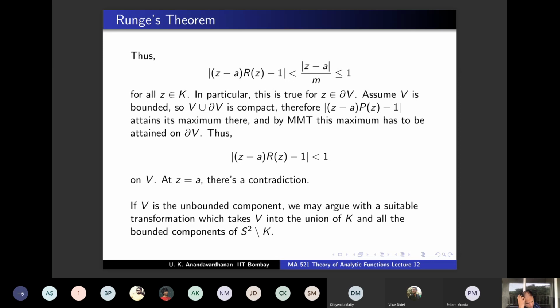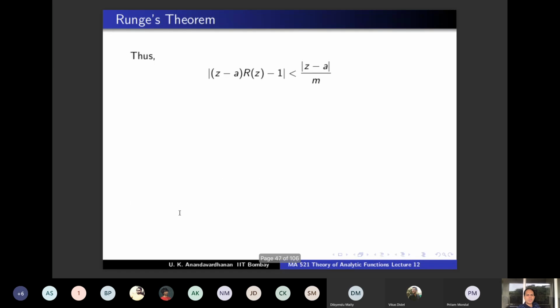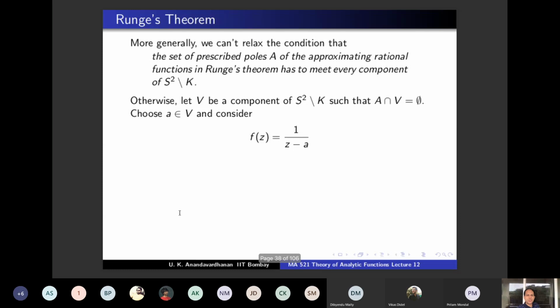So something like this should work, and I think the unbounded component case has to be converted to the bounded component case. Or maybe, if we take a function, one more idea, maybe to argue directly, will be just like we took 1 by Z minus a here, a nice function that one can think of, some simple function should do.